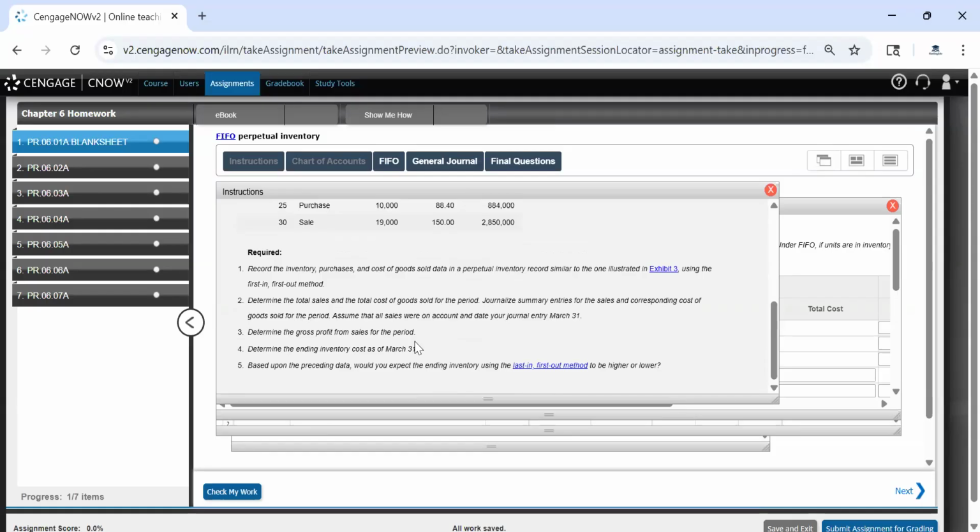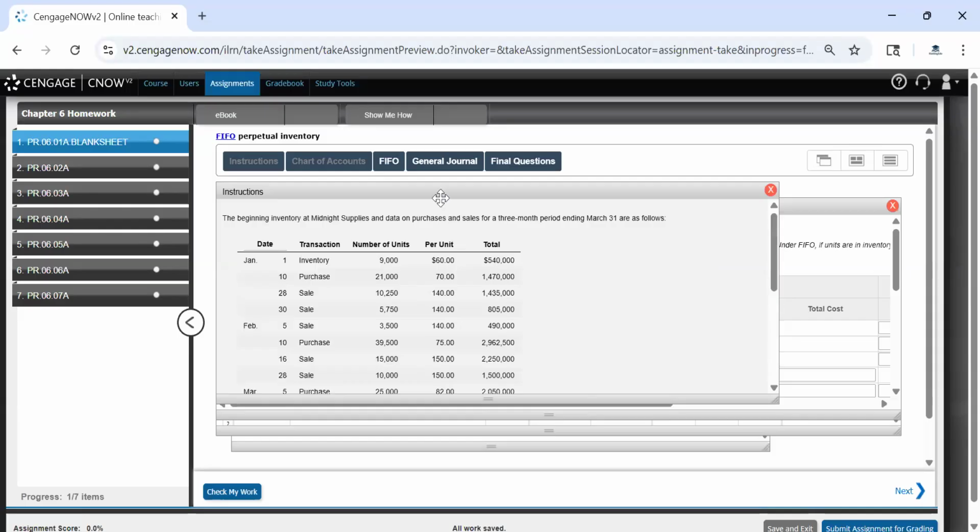And we're going to determine the costs to assign to cost of goods sold and the cost to assign to our ending inventory. We're going to do the journal entries for sales and for cost of goods sold. And we're going to determine our gross profit, our ending inventory, and whether using the LIFO method would have produced a higher or lower ending inventory balance. And with that, let's get started.